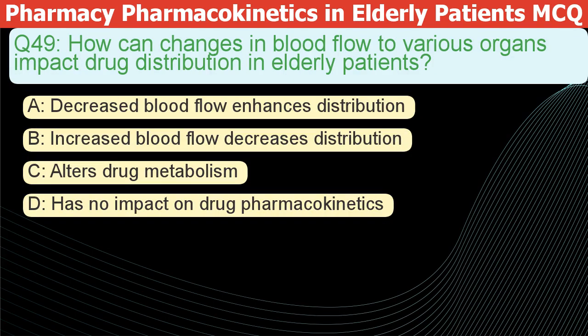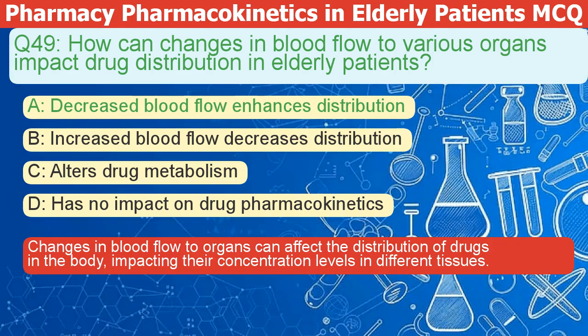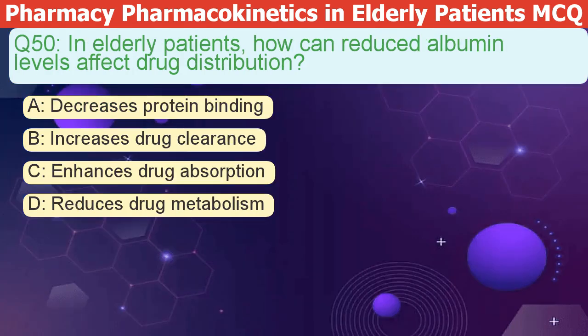How can changes in blood flow to different organs affect how drugs are distributed in older people? A. Decreased blood flow improves distribution. B. Increased blood flow reduces distribution. C. It changes how the body processes the drug. D. It has no effect on how the drug behaves in the body. The correct answer is A. Changes in blood flow to organs can affect the distribution of drugs in the body, impacting their concentration levels in different tissues.